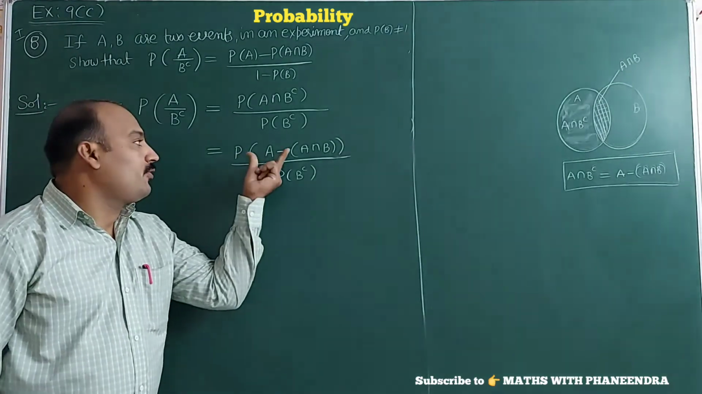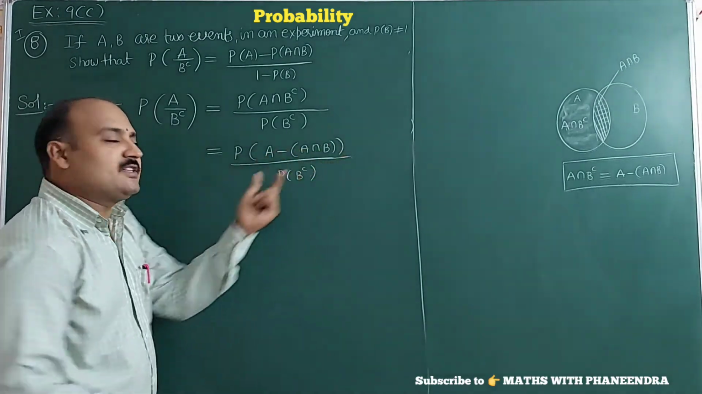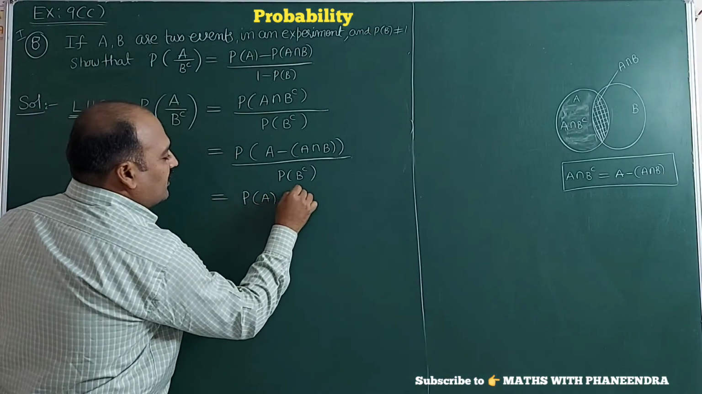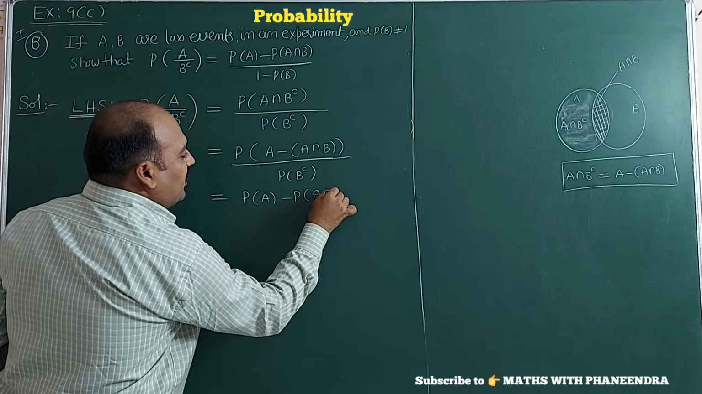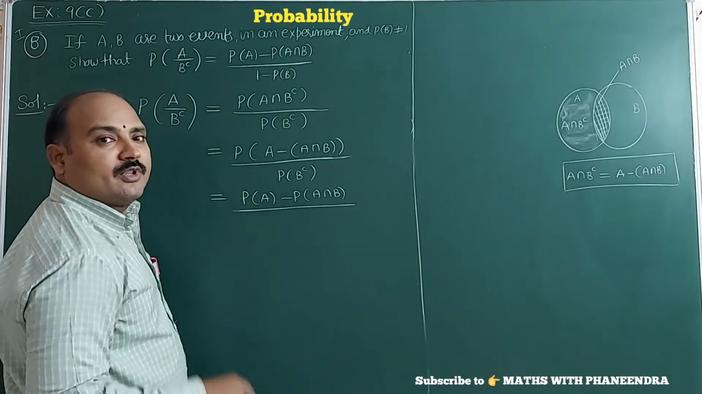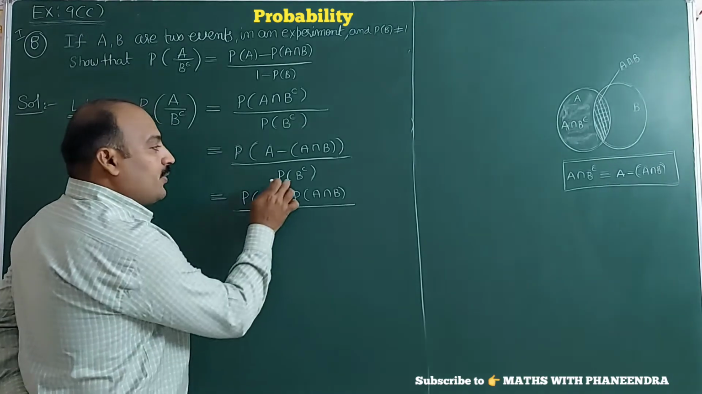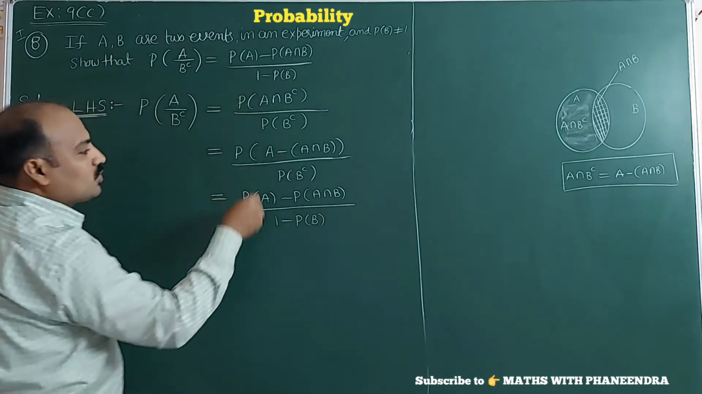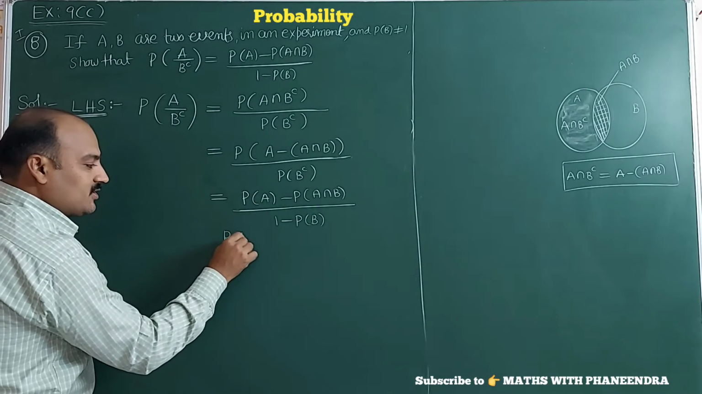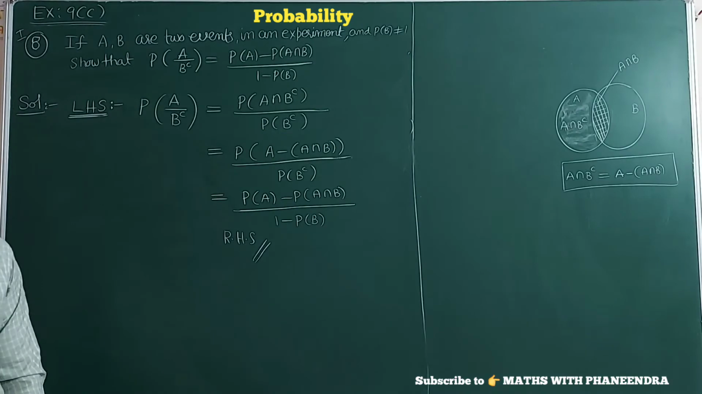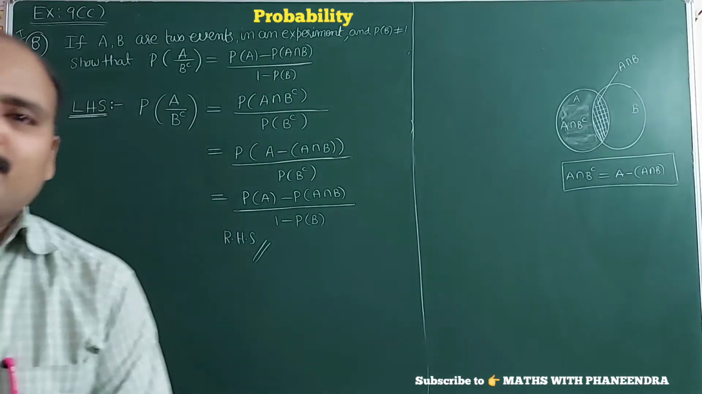By the axiom of unity, P of A minus A intersection B can be written as P of A minus P of A intersection B divided by P of B complement. From the definition, P of B complement is 1 minus P of B. This is the required RHS only. No? We got that RHS. Hence the result. We'll move on to the next question.